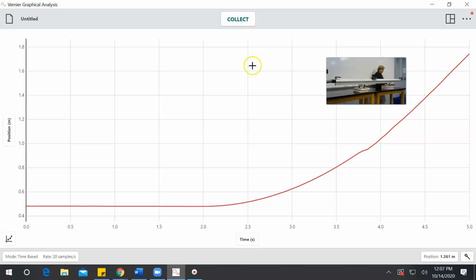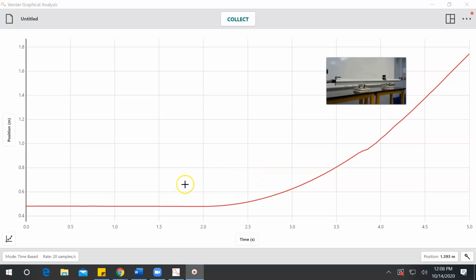Stop. So here is the graph of the glider moving, being pulled by those masses over the pulley. If we notice this, the slope of this line is changing, because here is where the glider was sitting at rest, and then we can see the slope gradually gets steeper and steeper. The steepness of that slope is telling us something. It's telling us that the velocity is changing. When the velocity is changing, we say it is accelerating.